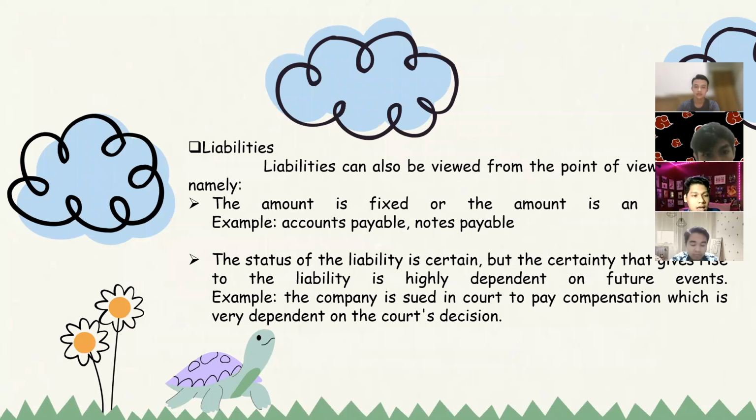And the next, liabilities. Liabilities can also be viewed from the point of view of value, namely whether the amount is fixed or the amount is an estimate. Example: accounts payable and notes payable. The status of the liability is certain, but the certainty that gives rise to the liability is highly dependent on future events. Example: the company is sued in court to pay compensation, which is very dependent on the court decision.